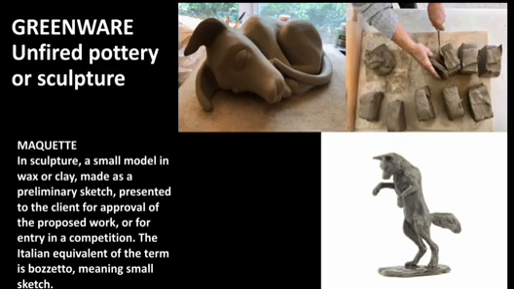Then the next one is maquette. What is a maquette? In sculpture, a small model in wax or clay made as a preliminary sketch, presented to the client for approval of proposed work or for entry in a competition. The Italian equivalent of the term is bozzetto, meaning small sketch.